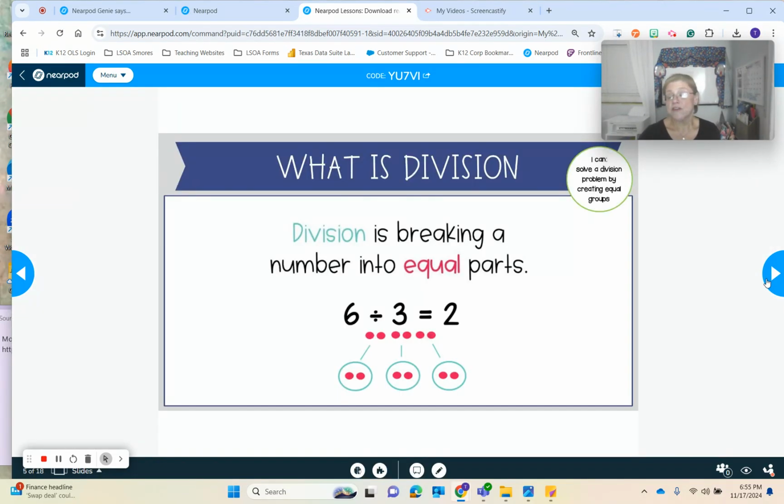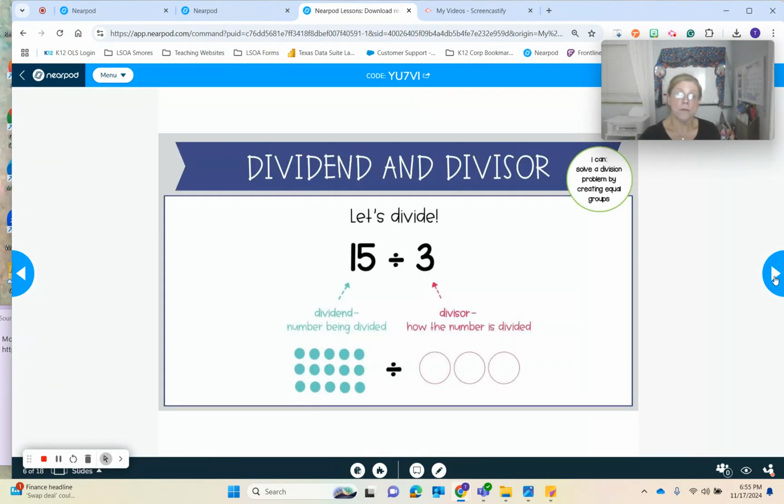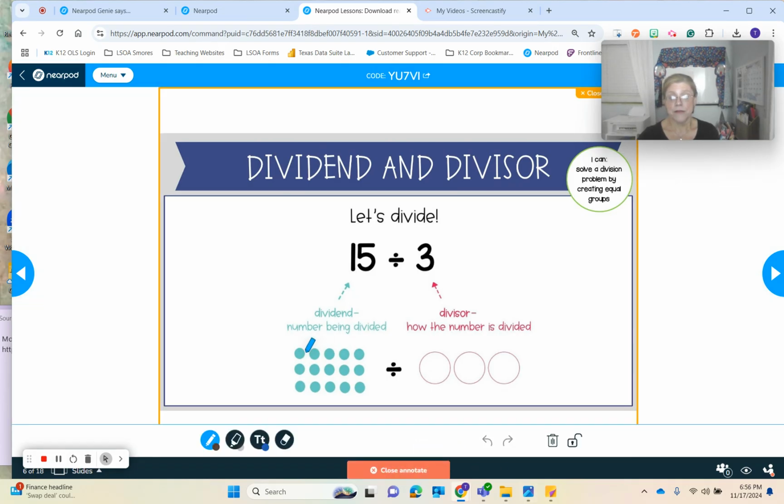Once again, division is just the breaking apart of numbers into equal groups or parts. So if we divide 15 divided by 3, the dividend is the number being divided. So we have 15 dots. If we look at those 15 dots, 1, 2, 3, up to 15. Our divisor is 3, so 3 equal groups.